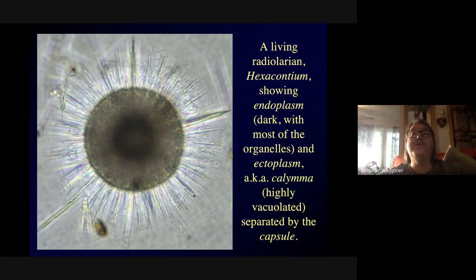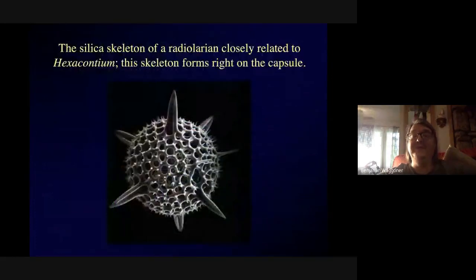And then surrounding the whole thing, you can see lots of little pseudopods, or lots of little axopods, these ray-like extensions of the cell. And you can also see some spines that are part of the skeleton. And the skeleton looks like this. It forms right on the capsule, aside from these little spikes that stick out. And they've got this very beautiful 3D structure to them. If they were bigger, people would harvest these for Christmas tree ornaments. Again, a very sophisticated skeleton to make for a single-celled organism. This is pretty cool stuff.